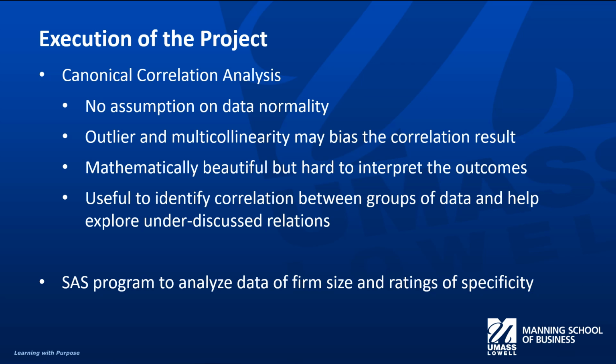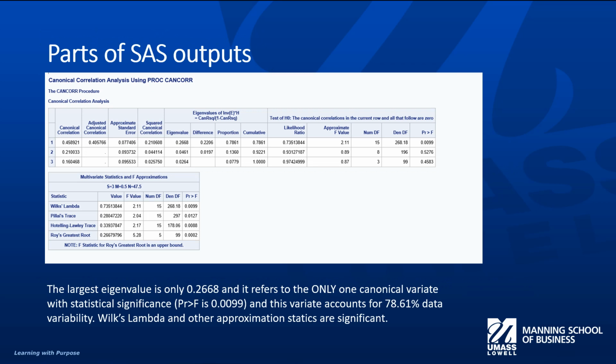Therefore, I have run the SAS program to analyze the firm size data and the ratings of specificity. I selected some tables of SAS outputs to display the results of the correlation analysis. This table shows the correlation analysis, and it displays the three canonical variates with their eigenvalues and their cumulative explanation of the data variability.